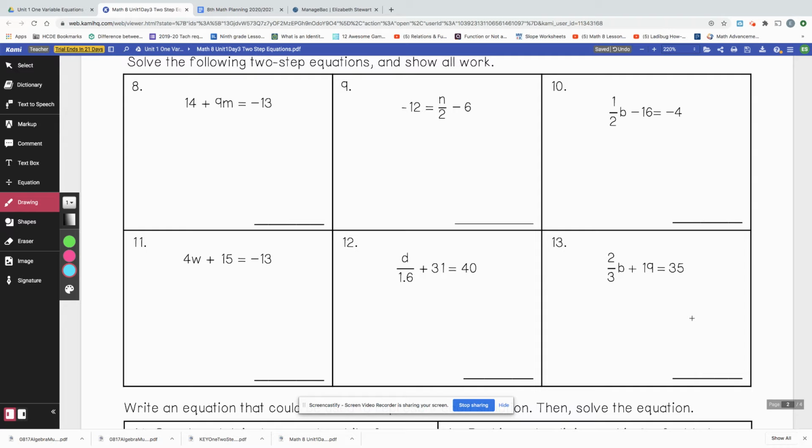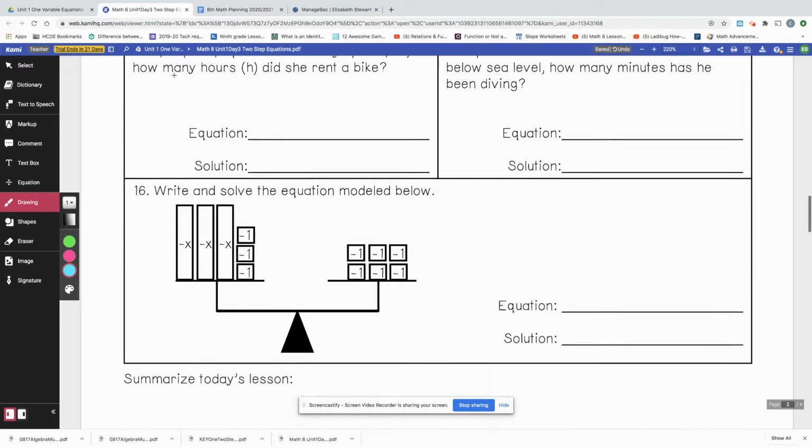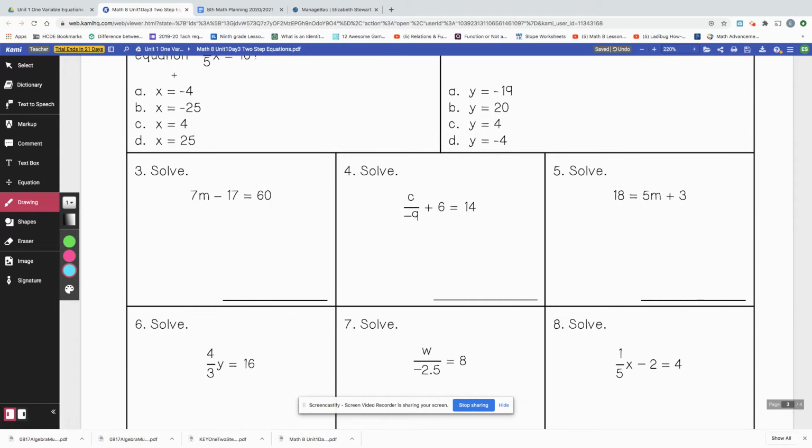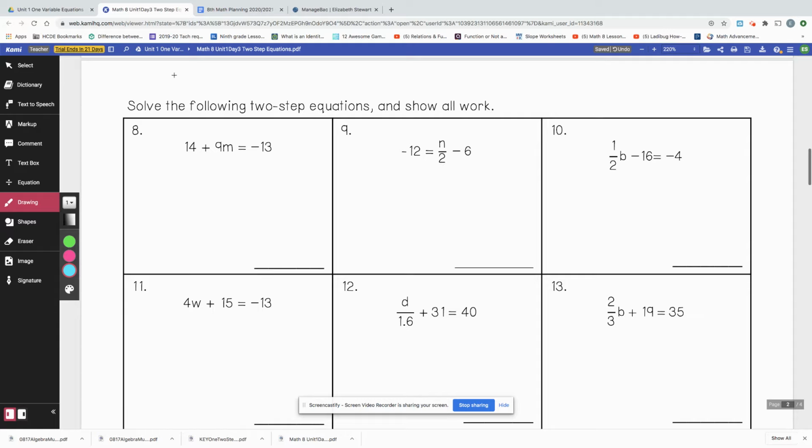Moving along through here, I'll just work through these problems, check to make sure that your answers are correct. Number 8, 14 plus 9m equals negative 13. Subtract 14 from both sides. This becomes 0. I still have 9m. I'm isolating that variable with the additive inverse is equal to negative 27. I do my multiplicative inverse, which is dividing not by 3, but by 9. 9 divided by 9 is 1m. Negative 27 divided by 9 is negative 3.